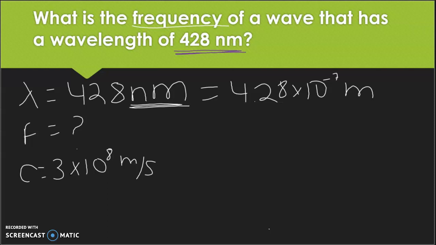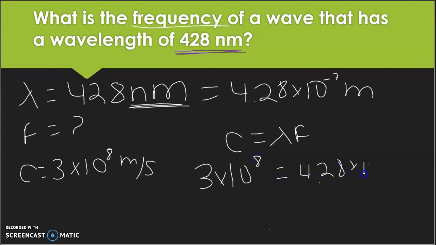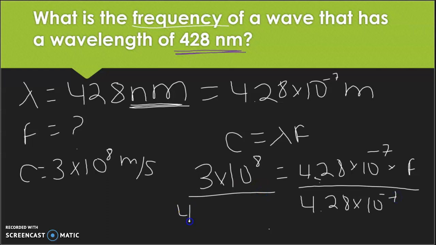So our equation is C equals wavelength times frequency. C being the speed of light, 3 times 10 to the 8 equals my wavelength, 4.28 times 10 to the -7 times its frequency. I'm trying to solve for frequency, so we'll divide each side by 4.28 times 10 to the -7 to cancel it out. Now go ahead, pause the video, and try to type this in.